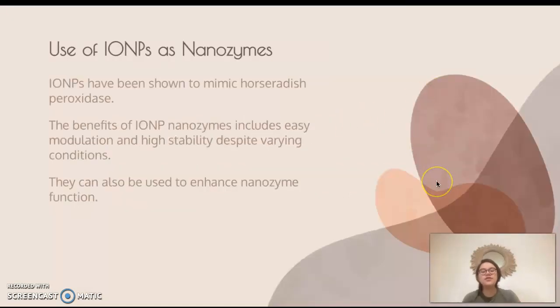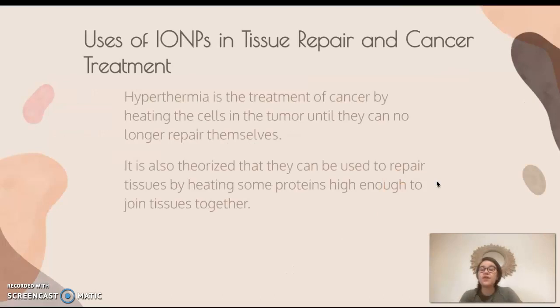And another usage is as nanozymes. IONPs have been shown to mimic horseradish peroxidase. The benefits of these nanozymes include easy modulation and high stability despite varying conditions, and they can also be used to enhance nanozyme function as well as as a biosensor. They can also be used in tissue repair and cancer treatment.